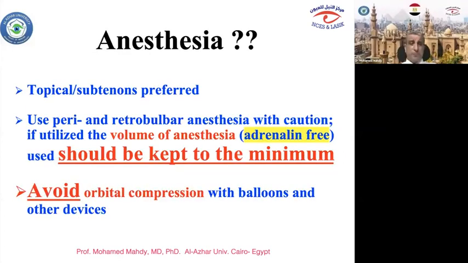If we come to anesthesia, such patients are usually elderly, so general anesthesia is better avoided, but it might be indicated in some patients. Topical or subtenon anesthesia is preferred if the patient can cooperate. Use of peribulbar or retrobulbar anesthesia could be employed, but we have to keep the volume of anesthetic to a minimum and use adrenaline-free medications. Avoid orbital compression with balloons, Honan balloon, and other pressure-reducing devices.